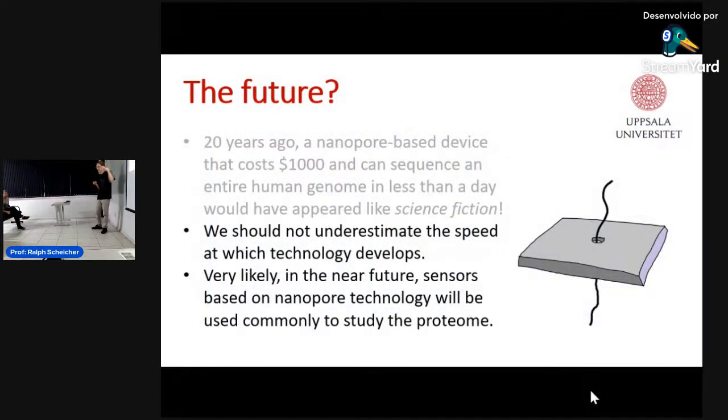People who are working in this field are not saying whether it will be possible to sequence proteins with nanopores, but it's really just like when will it be possible? How soon will it be possible? So very likely in the very near future, we will see nanopore technology for studying proteins.